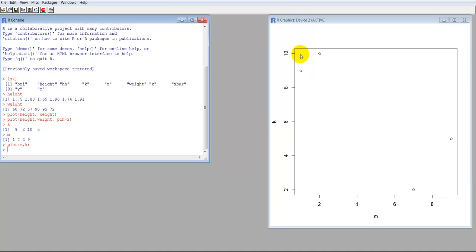Okay, so I have these points over here. In this plot, M is the X coordinate, and K is the Y coordinate. So, for example, this point here is supposed to be 1, 9. That's the first point here, 1, 9. And then the next point is 7, 2. Okay? And so on.